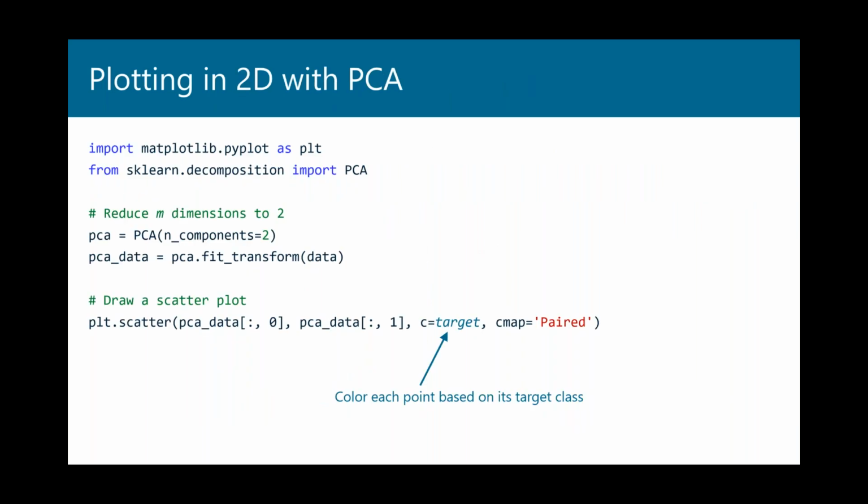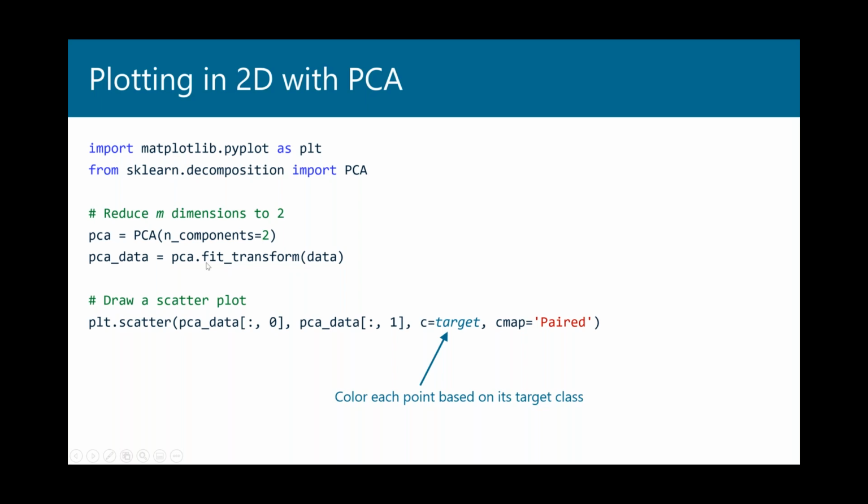So let me show you how you do that in code, and then show you a couple of examples of that being used in real life. So in this case here, I take a data set. Regardless of how many dimensions it has originally, I reduce the number of dimensions to 2 using PCA.